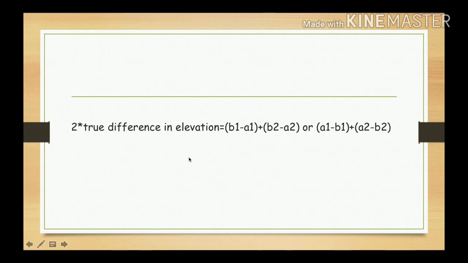Adding the two corresponding equations in either case, we will get this equation: 2 into the true difference in elevation is equal to B1 minus A1 plus B2 minus A2, or the formula can be written as A1 minus B1 plus A2 minus B2. I hope you understood the principle behind reciprocal leveling.